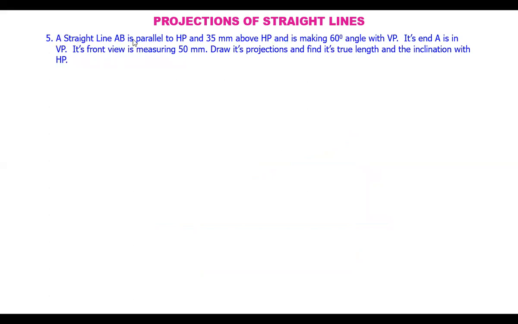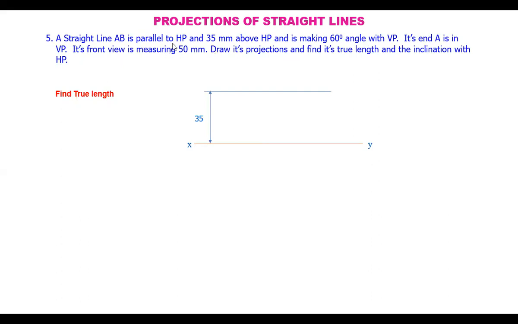Now, let's take another example. A straight line AB parallel to HP and 35 mm above HP. Here, you are asked to get the true length of the line. So, AB is parallel to HP, and the true length is not given. It is making a 60 degrees angle with VP. We are given the angle with VP. Okay. So, let's represent the data as it is given.